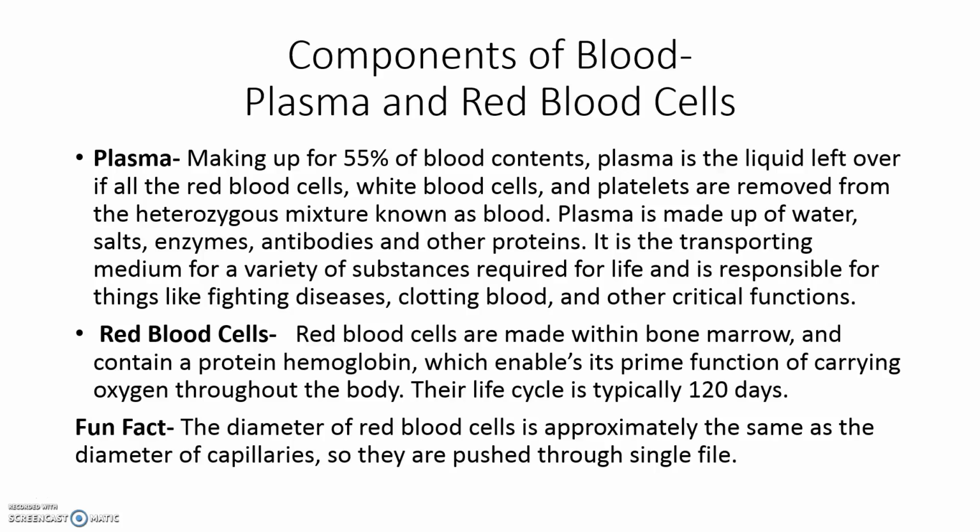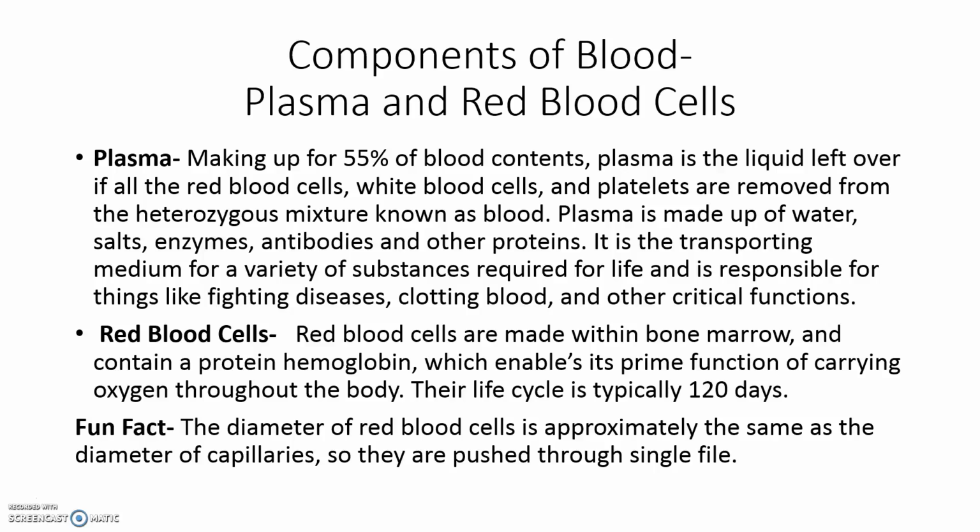Red blood cells are made in the bone marrow, however they float throughout the circulatory system. They contain a protein called hemoglobin, which makes the red blood cell's primary function carrying oxygen throughout the body. Their life cycle is typically approximately 120 days.